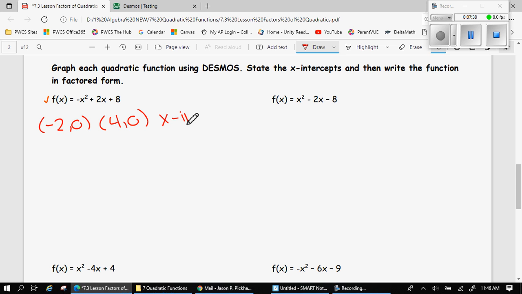Those are x-intercepts. It's the place where my quadratic function crosses the x-axis. Those x-intercepts can also help us write the factored form of our quadratic. There's other ways to write our factored form of the quadratic. This is one way. This might be the easiest way.